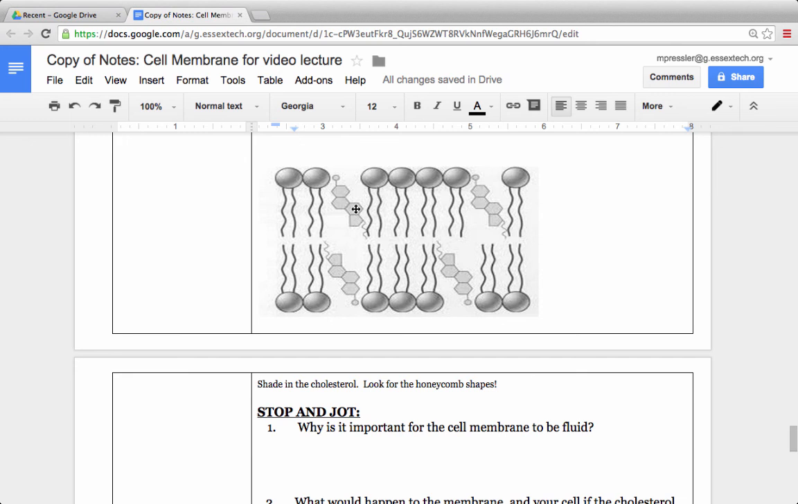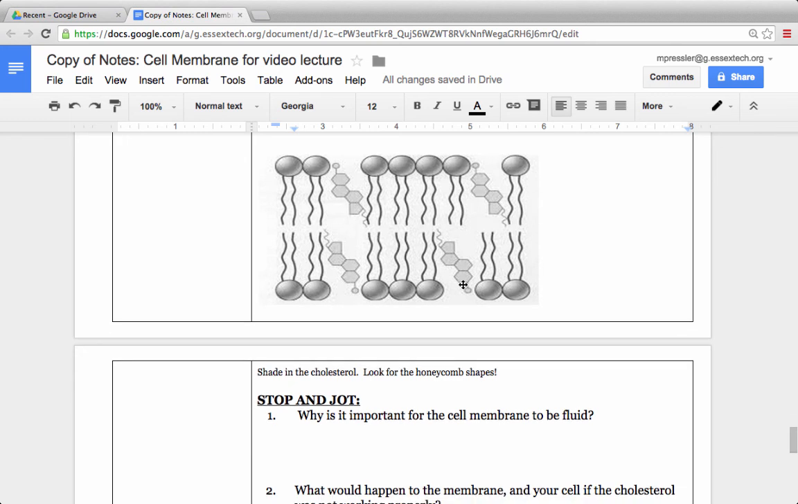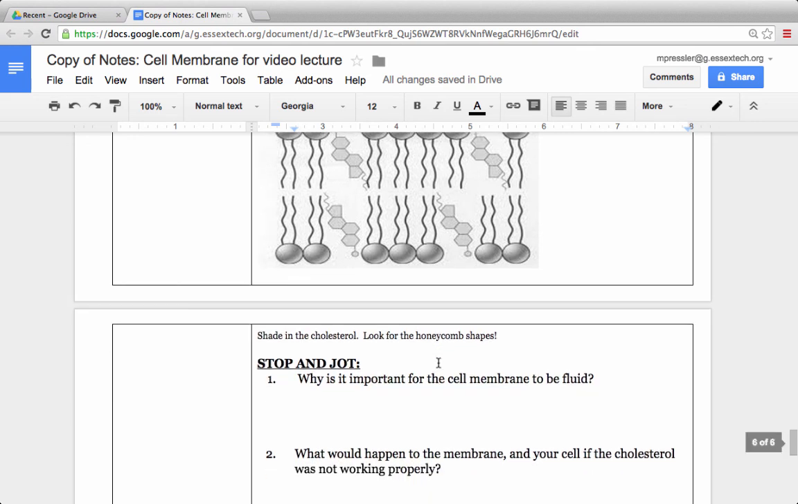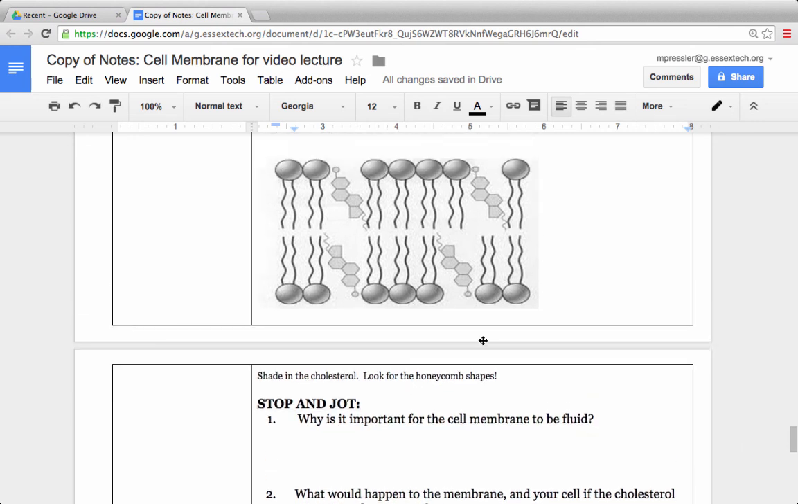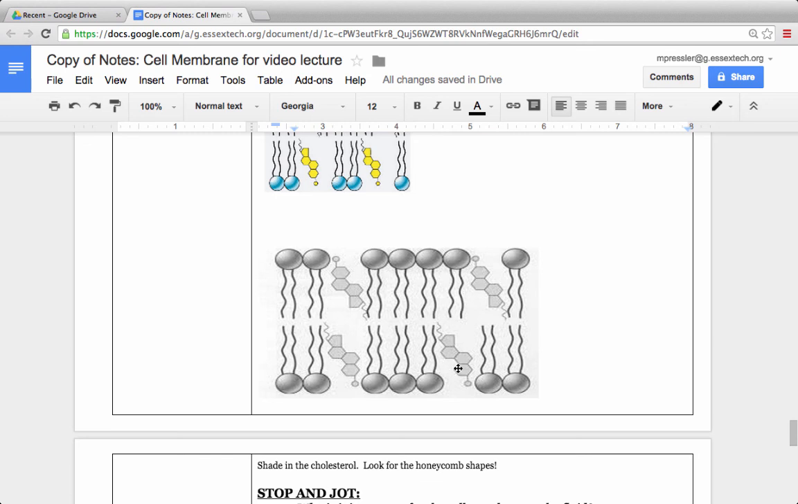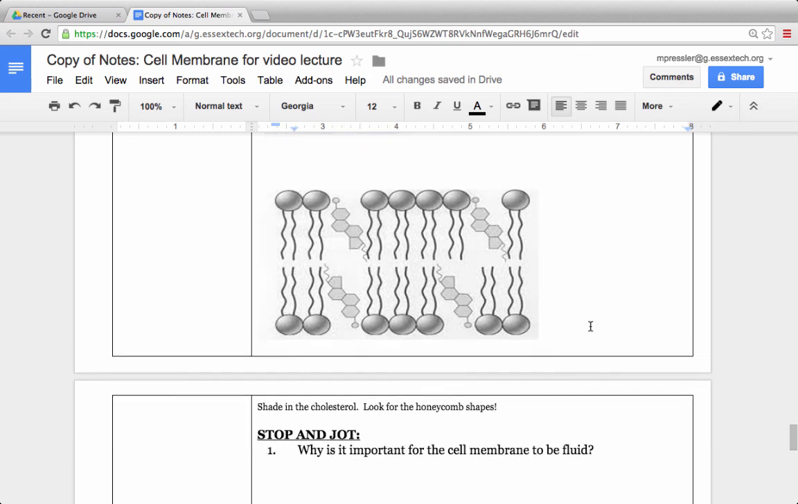So here's your phospholipid bilayer. We can identify the honeycomb here, and that's our cholesterol. The honeycomb shape indicates that there's cholesterol here, and it helps maintain fluidity. Just look for the honeycomb shapes. So you can color in, when you get a chance, the honeycomb shape here and label it cholesterol.